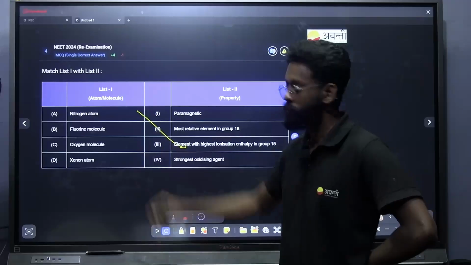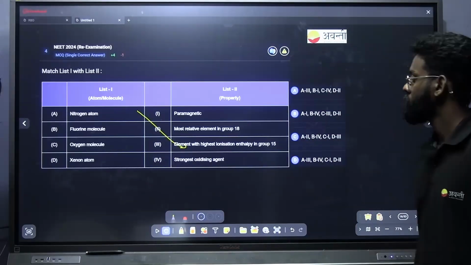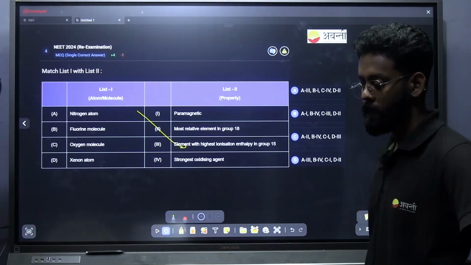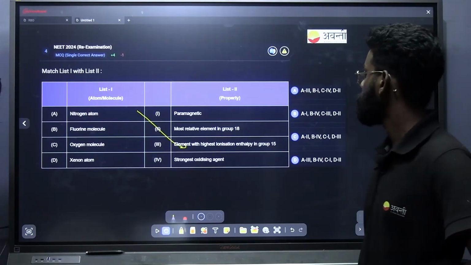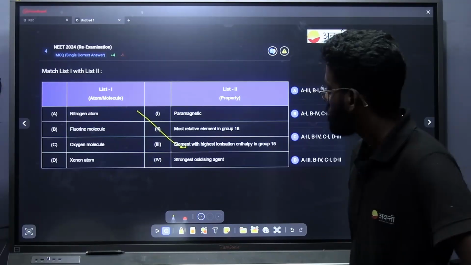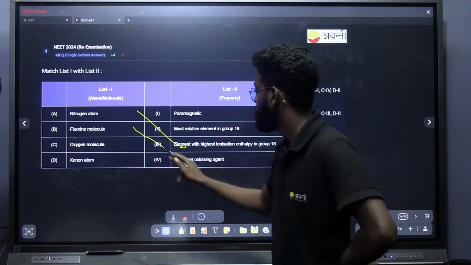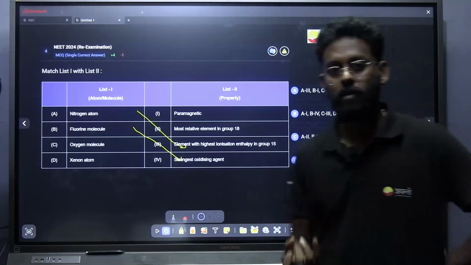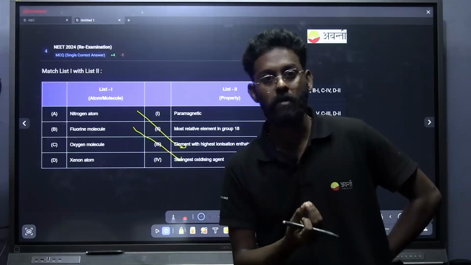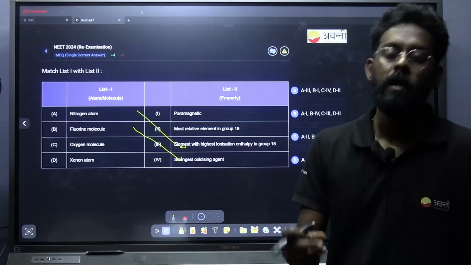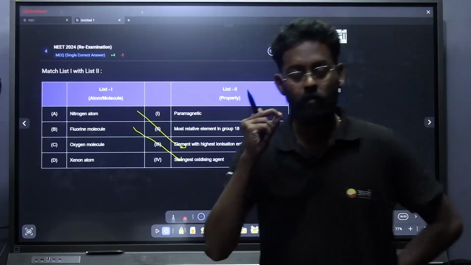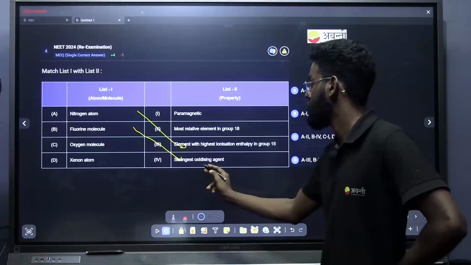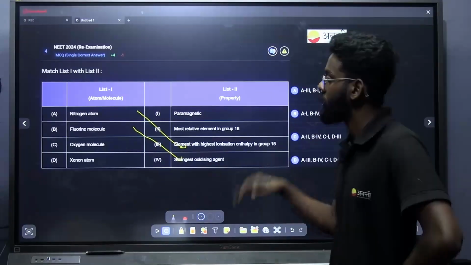Now what about fluorine? Among these, which one is going to match with fluorine? Strongest oxidizing agent. Yes, very good. Fluorine, we know that it is an electronegative element. As it is an electronegative element, it can gain electrons. Gaining of electrons is the process of reduction. Any element which is undergoing reduction will act as an oxidizing agent. So fluorine is an oxidizing agent because it will undergo reduction by gaining electrons.